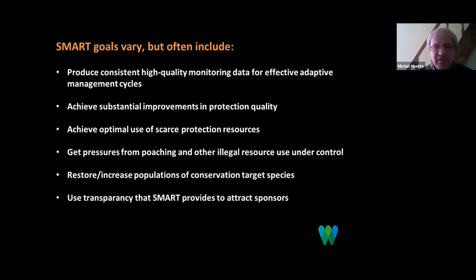And you would like to eventually, with SMART, get poaching and other illegal resource use under control. And hopefully this would lead to an increase in the population of conservation species. And what is also usually a goal of introducing SMART, or maybe a very nice side effect, is that sponsors like it. When SMART has been introduced, it provides a certain transparency. You can show what you've been doing, how you address problems, and that is a useful tool for attracting sponsors.